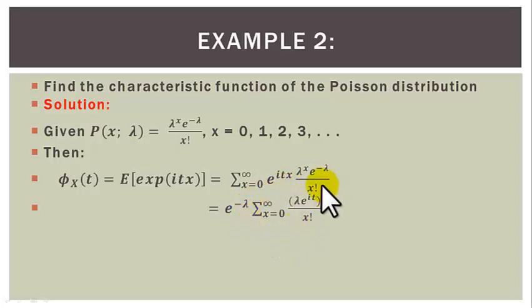What you have here is the Maclaurin series expansion of exponent what you have in this bracket. So this will then give us exponent minus lambda times exponent lambda exponent it. Now multiplying the two, this will give exponent lambda into exponent it minus 1. So this gives us the characteristic function of the Poisson distribution.